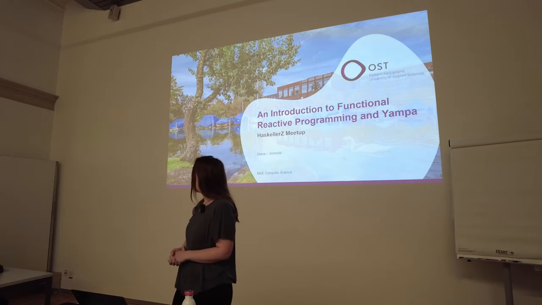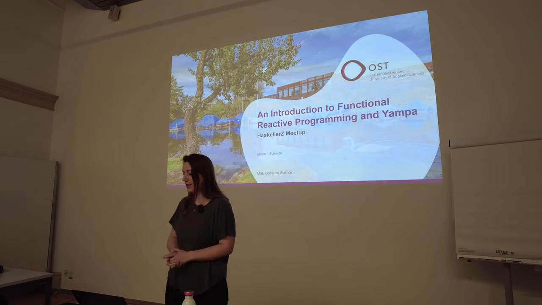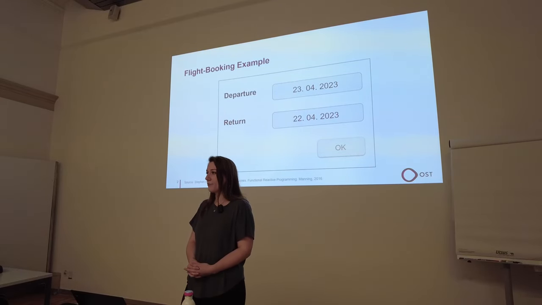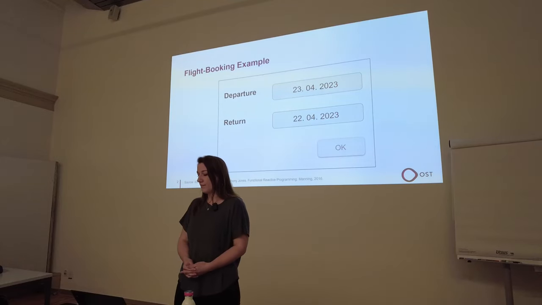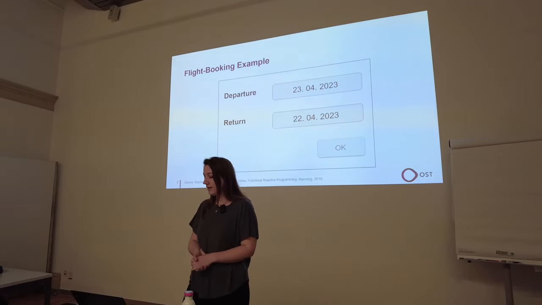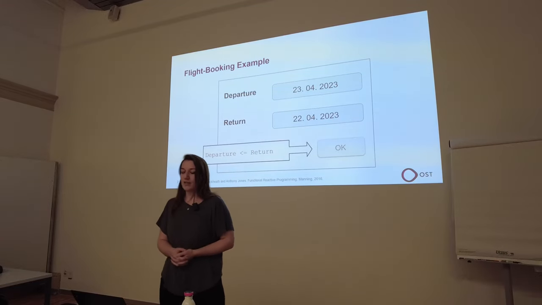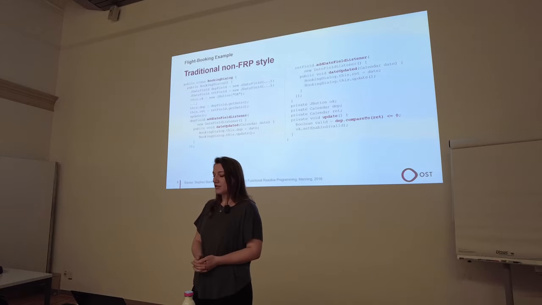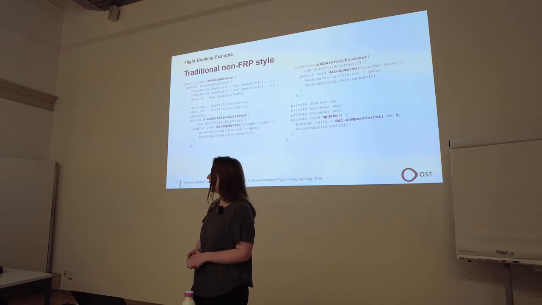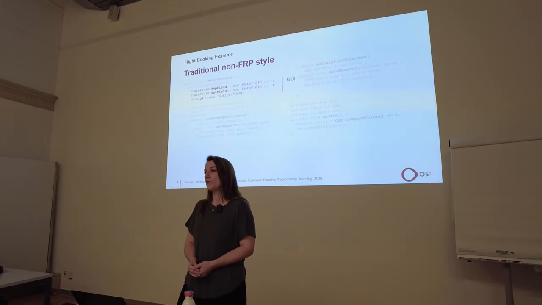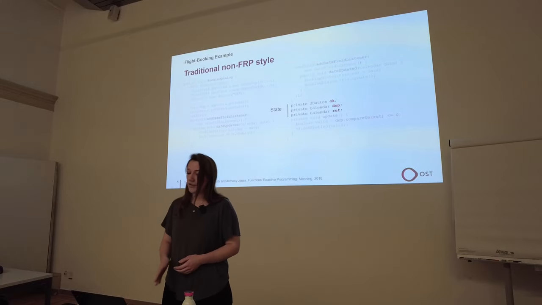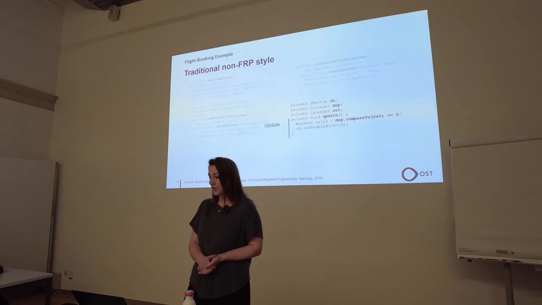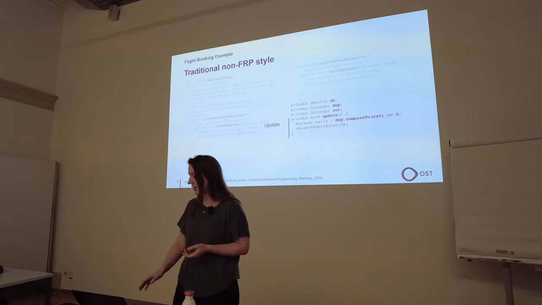And I think we start now with a little example that should give you an idea about functional reactive programming. This is a flight booking example from the book Functional Reactive Programming. You see here a UI where you can enter a departure and a return date, and there is a button which is only enabled if the departure date is before the return date. If you program this in a traditional non-FRP style, your code would look something like this. You have some code for the UI, for the fields, and for the button. Here you have state variables with the date and the button. Here you have an update function where you update if the button is enabled or not.